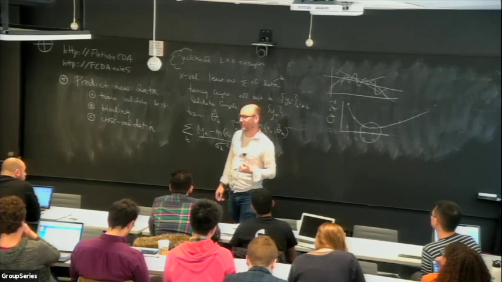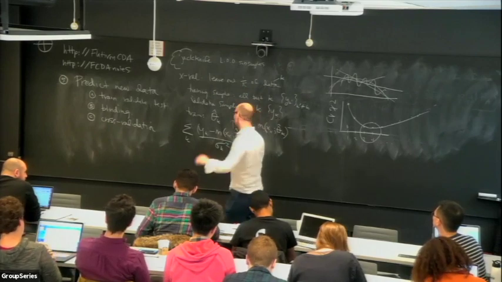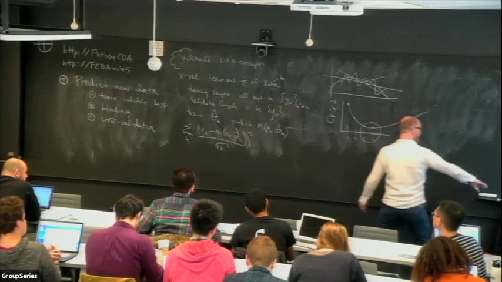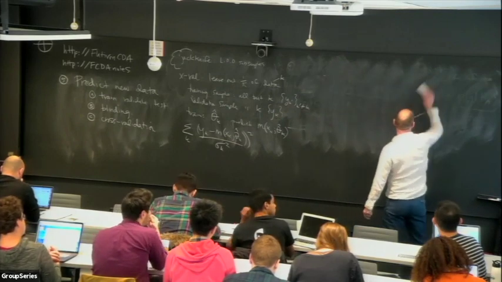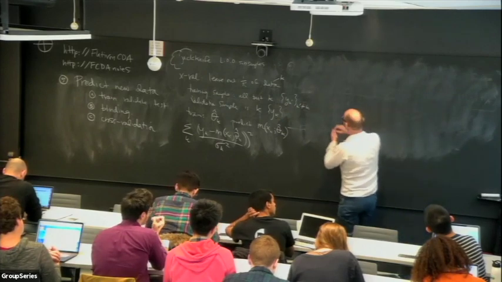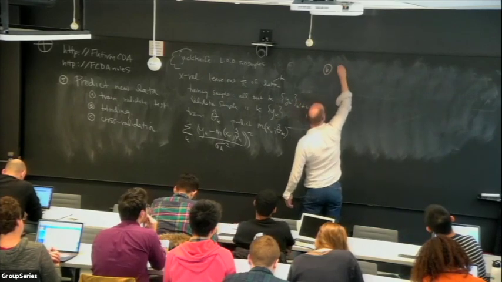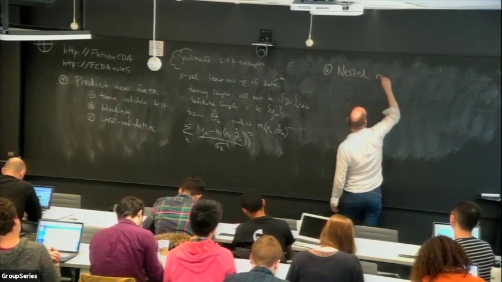I have a 6th point, and I have 3 minutes. Good. I want to say one last thing, which is my favorite thing in model selection. My favorite thing in model selection is 6. Nested models.